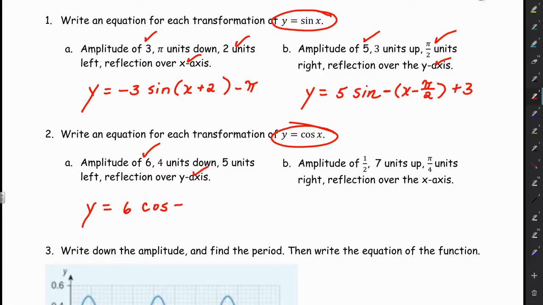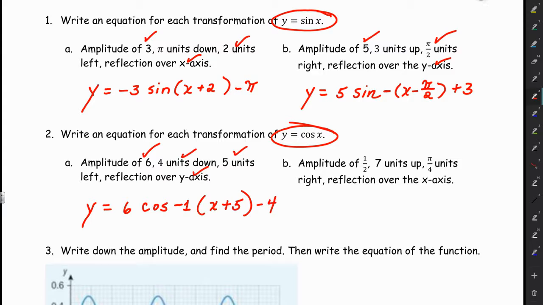Maybe for fun this time I'll put a 1. It might make you feel better. That means that B value is negative. We know that we're going 5 units left. So we're going to do x plus 5 and 4 units down.